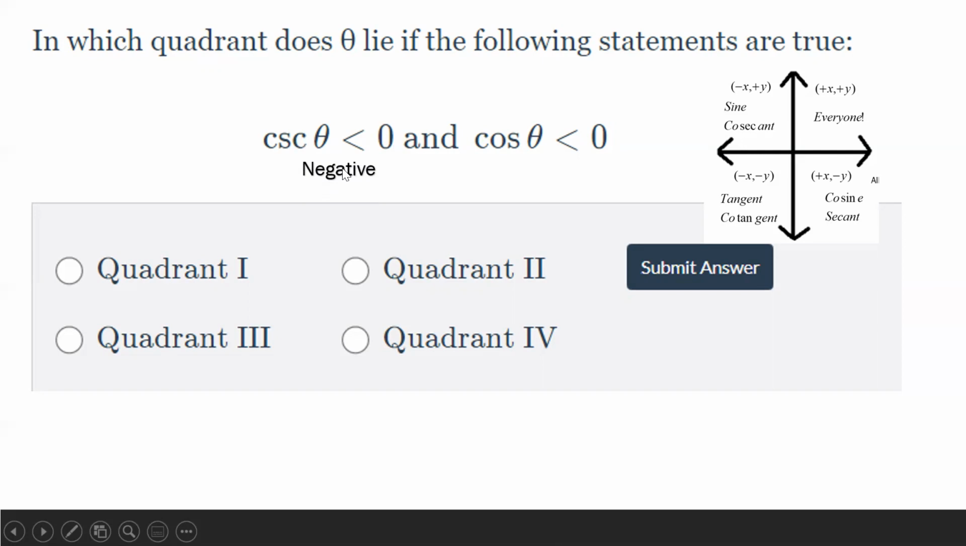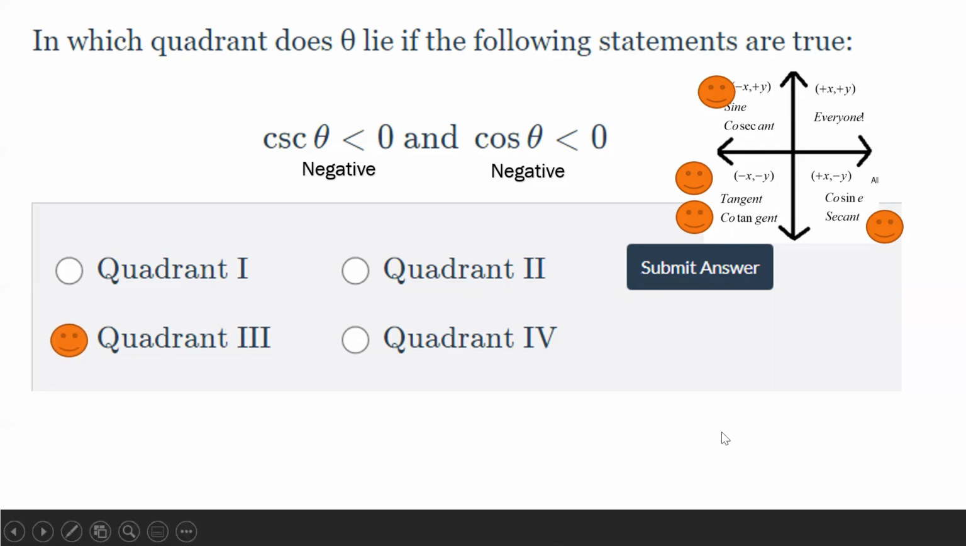I have to go off of where it's positive and then go in the opposite direction. So cosecant is going to be positive in 1 and 2, meaning it's going to be negative in 3 and 4. So I'm just going to put a little smiley face to delineate that we're talking about quadrant 3 or quadrant 4. The next one, cosine being negative. Where's cosine negative? Well, cosine is positive in 1 and 4, meaning it's negative in 2 and 3. Where do I have my 2 smiley faces? Quadrant 3. And that's how you got to do it.